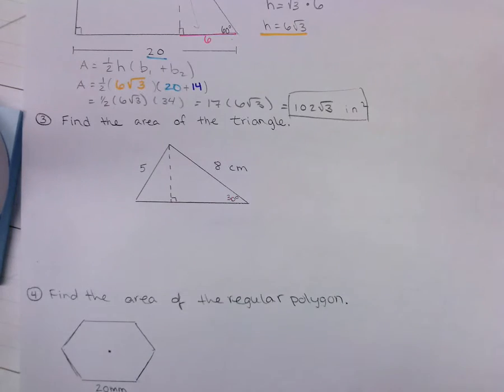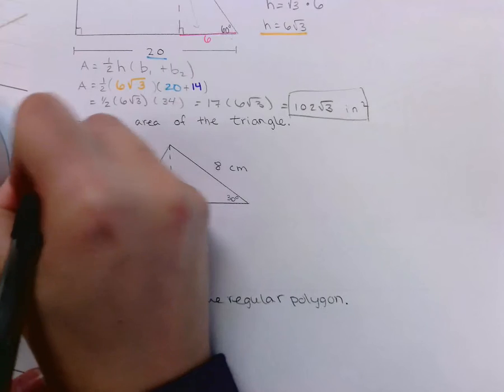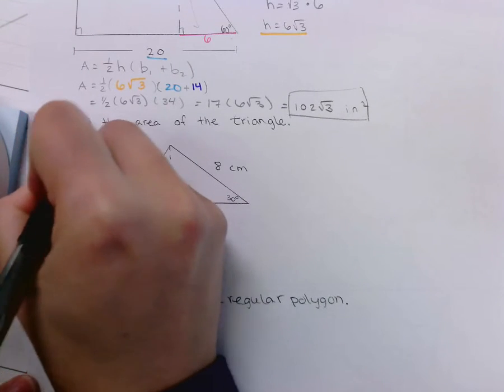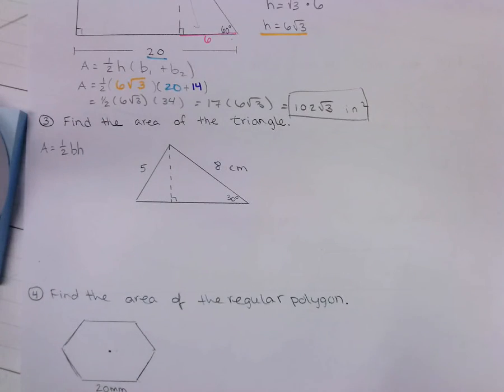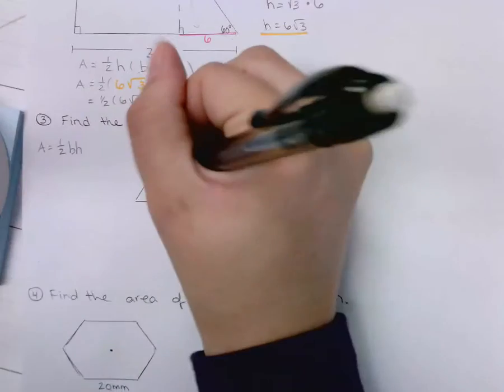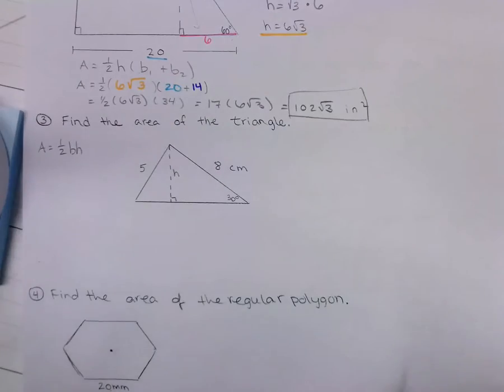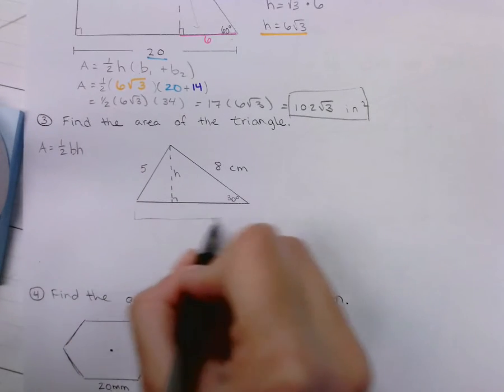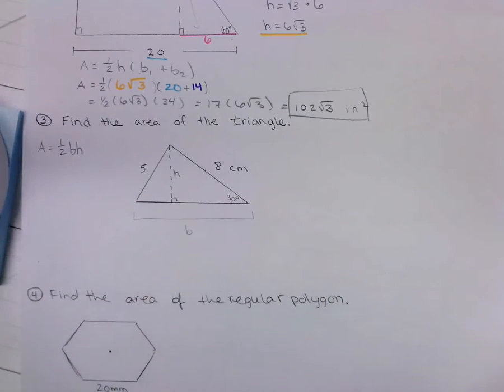What is the area of a triangle? Formula: 1/2 base times height. Solid. Now, the only perpendicular that they give us is this one right here. So that has to be our height, which means this is the base. And we don't know any of that. We know nothing. But that's okay.